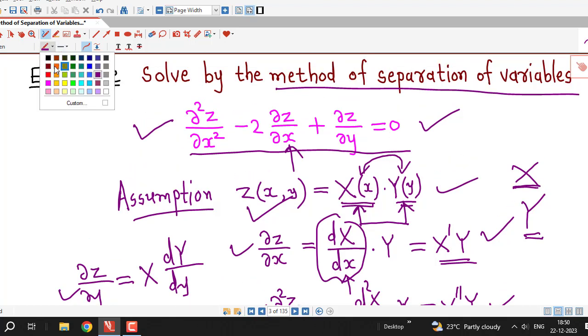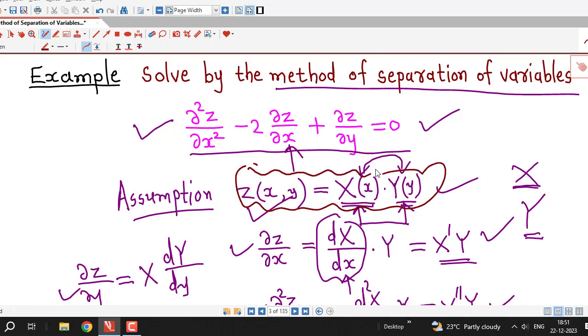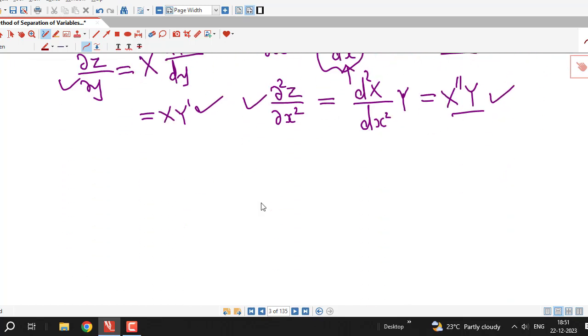You have to start every time with the assumption that the given equation has a solution in this form. Then you find the derivatives of the given dependent variable with respect to the given independent variables and substitute them into the given equation, and after simplification you will have ordinary differential equations in these two variables, and after solving those two ordinary differential equations you will be able to determine this product solution. I have solved this problem here step by step.